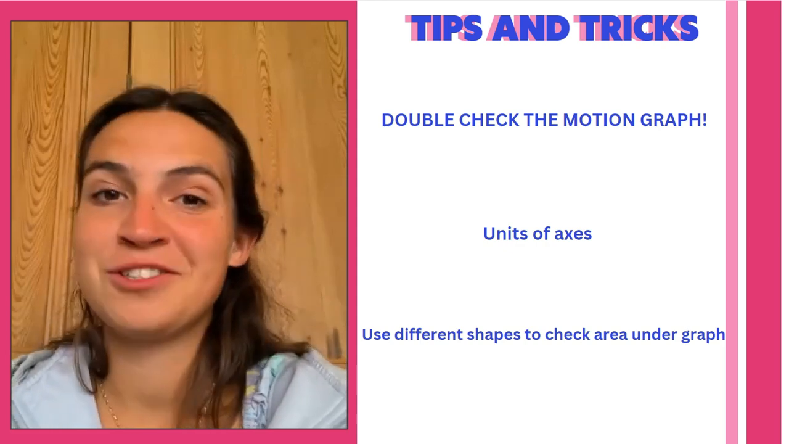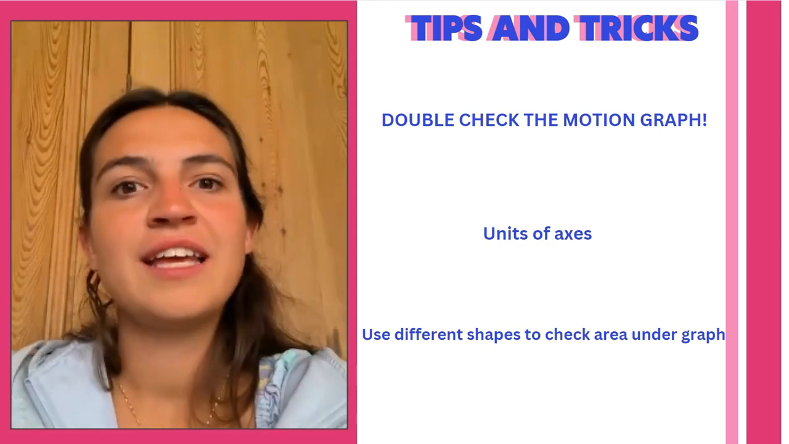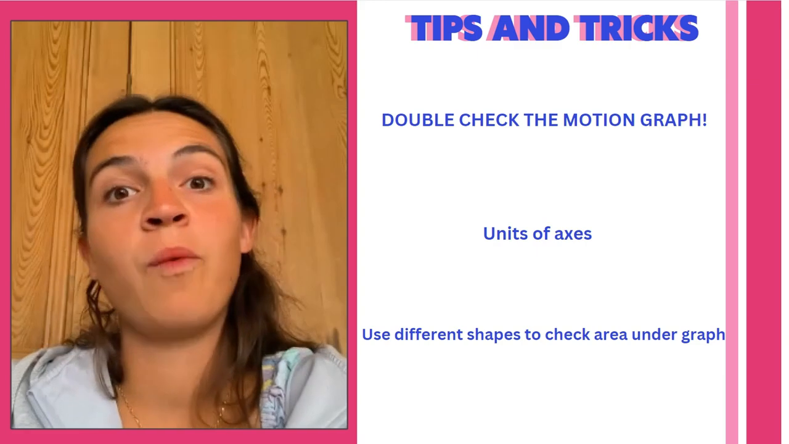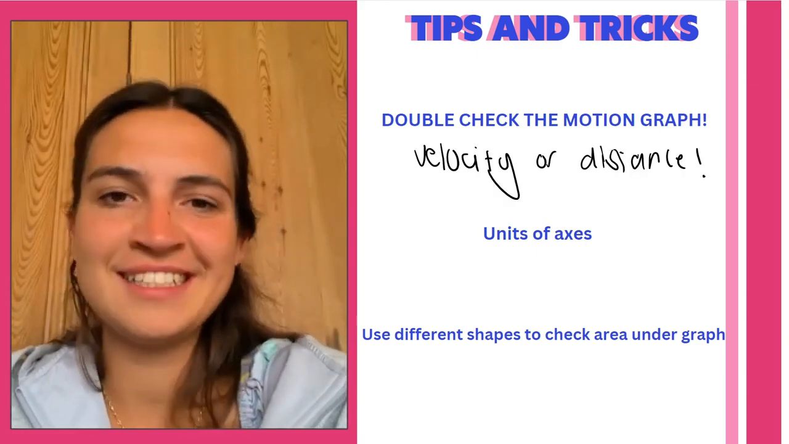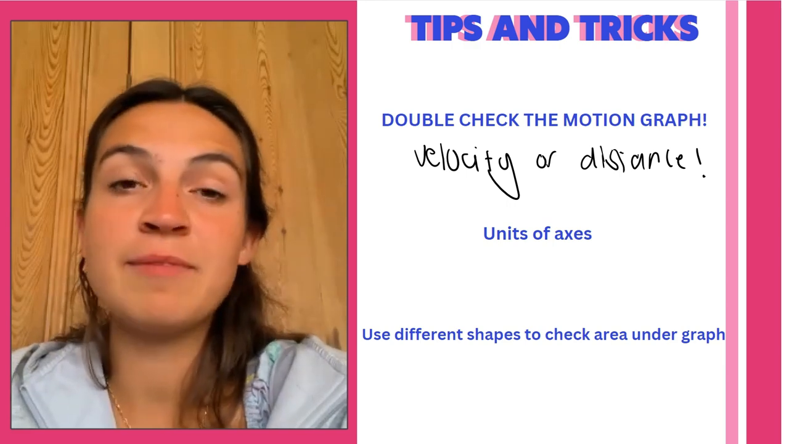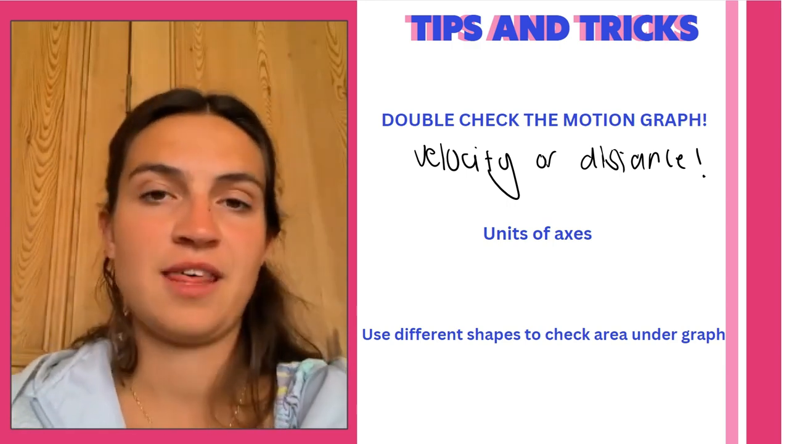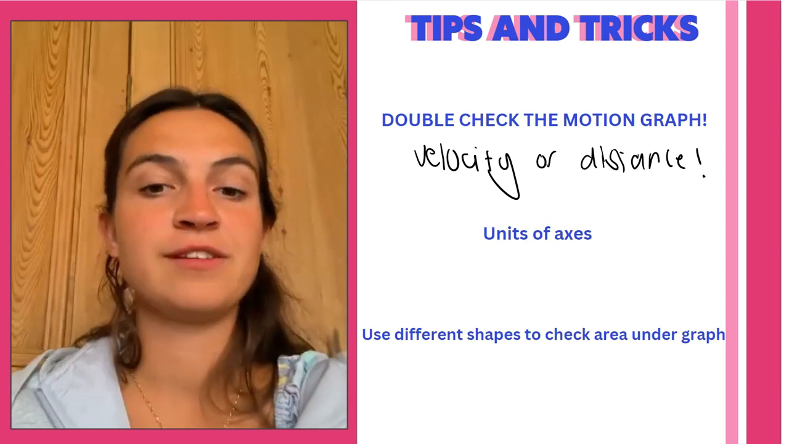So my tips and tricks for this section are, firstly, double check which motion graph you're looking at. Is it a velocity graph or is it a distance time graph? Because that will obviously make a difference as to what features therefore mean what to the person's movement.